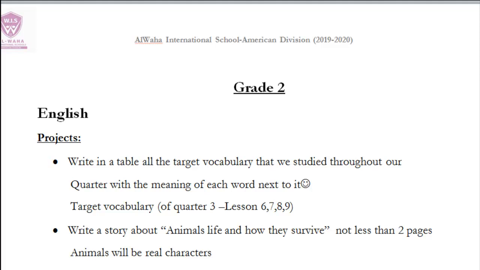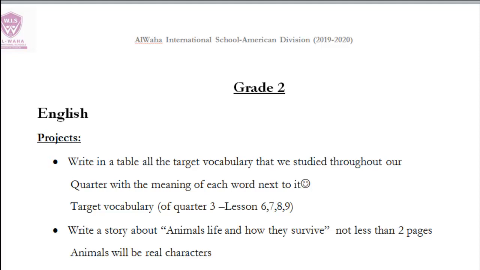The second one is writing a short story about animals' life and how they survive. Actually, you all like action movies, so try to make something similar to these animations with the actors, and put the names of the animals, how they communicate with each other as if they are talking to each other, if they have a main trouble or problem in the short story.